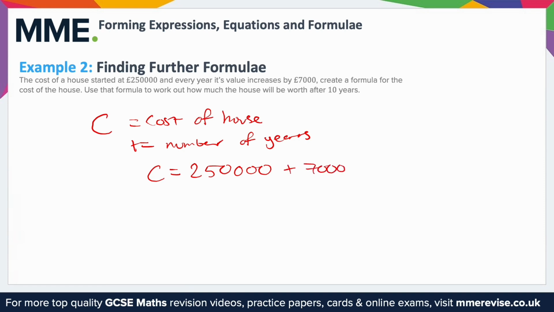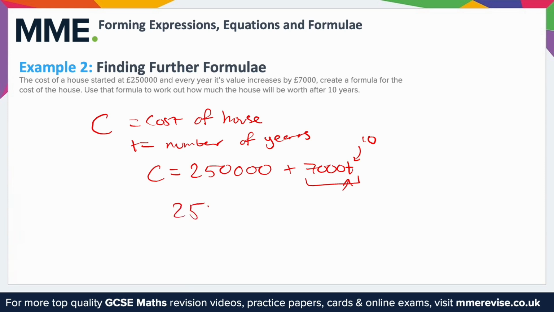So 7,000 T in this case, because if T was 1, then this part of the formula would just be 7,000. So you can see 1 year, it goes up by 7,000. If T was 2, then that's 2 years, so it would go up by 2 lots of 7,000, and so on. So here, we want 10 years, so we've just got to substitute 10 in for T.